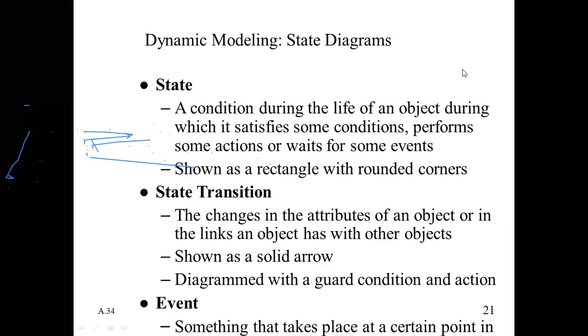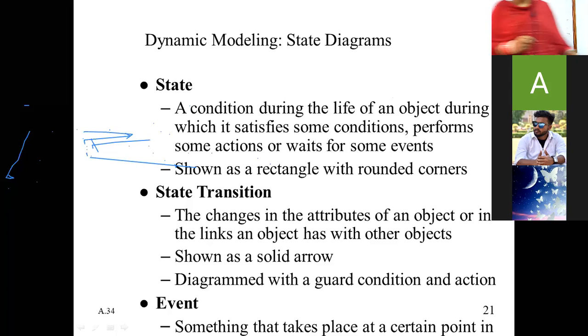A state is basically a condition during the life of an object during which it satisfies some conditions, performs some actions, or waits for some events. It is shown as a rectangle with rounded corners. State transition is the change in the attributes of an object or the links an object has with other objects, shown as a solid arrow with a guard condition and action. What is an event? We should know what a state is, how state transition takes place, and what the events are. An event is something that takes place at a certain point in time.